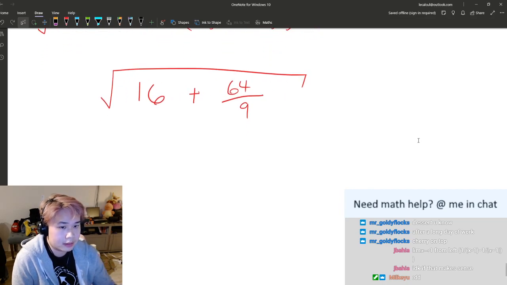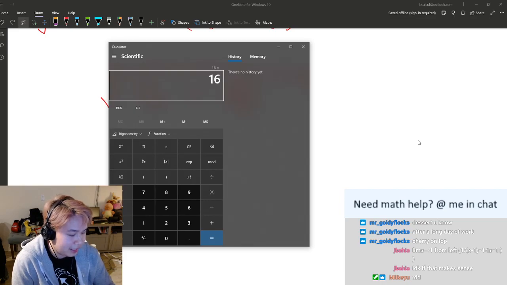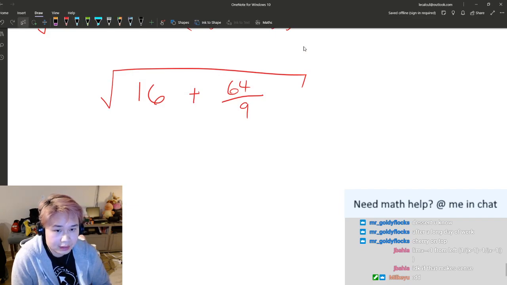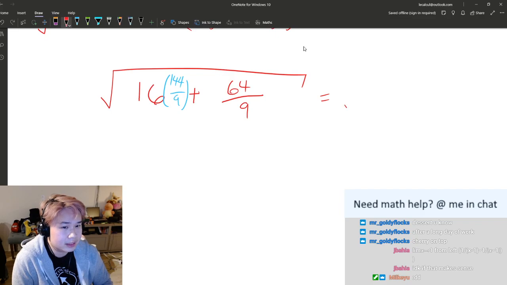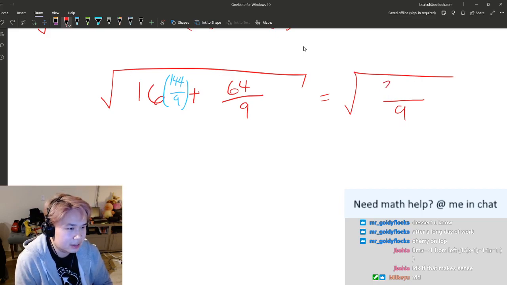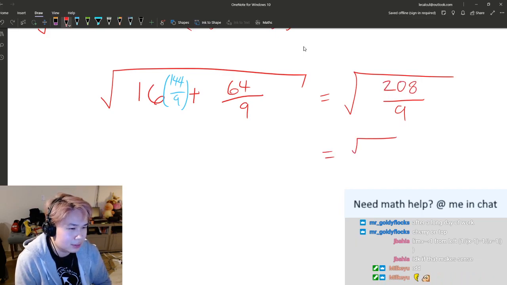And then, man, I can't believe they want you to do this with a calculator. I mean, it's not that bad, but I just can't think about this right now. So as a fraction, this is 144 over 9. So this is the square root of 100,208. So root 208 over 3.